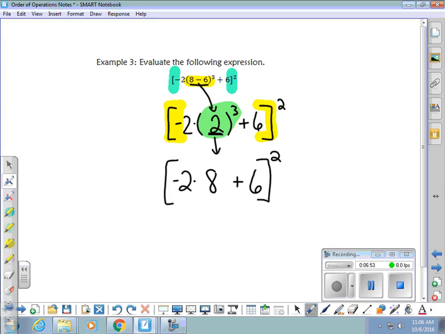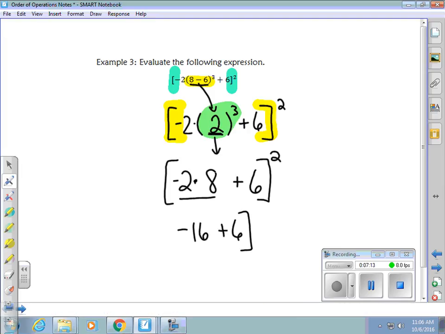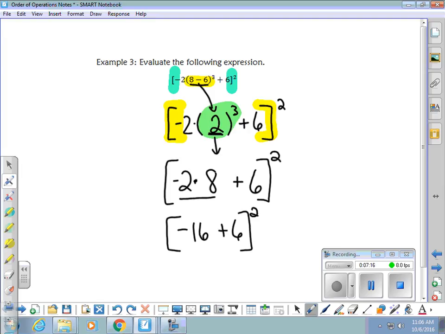My expression is getting simpler. So now I'm still inside these brackets, and I see I have the choice between multiplication and addition. I'm going to multiply. That gives me negative 8 plus 6, still inside the brackets. Everything there will be squared. Finally, I'm going to say negative 16 plus 6 and get negative 10. Negative 10 is being squared, and so negative 10 times negative 10 would be positive 100.